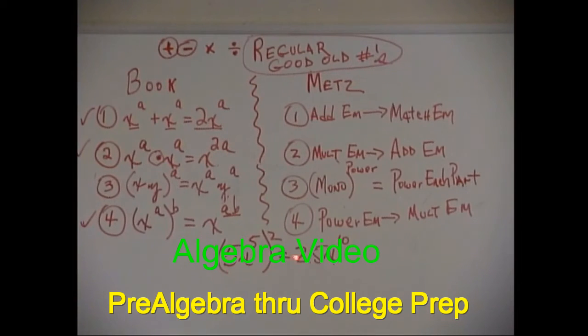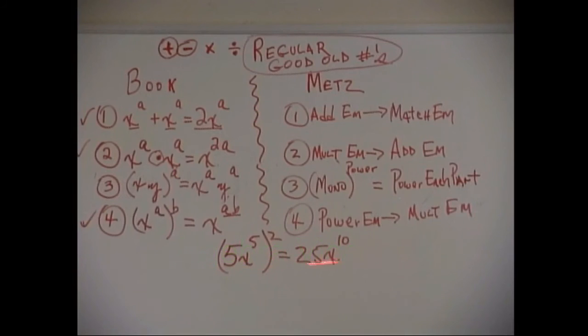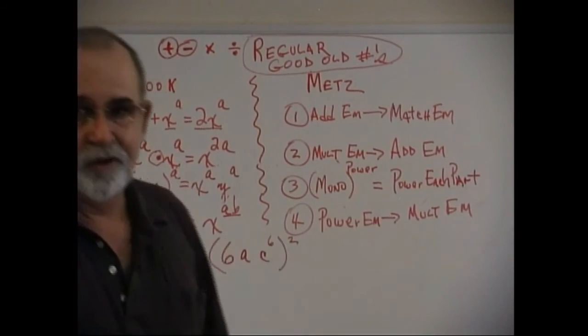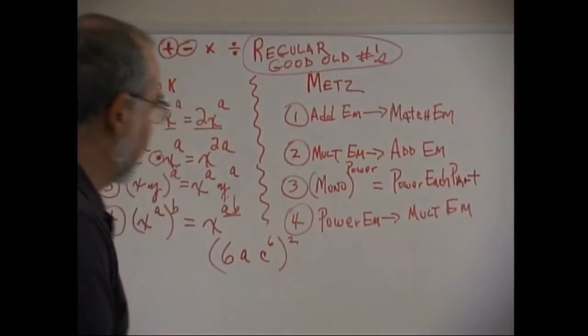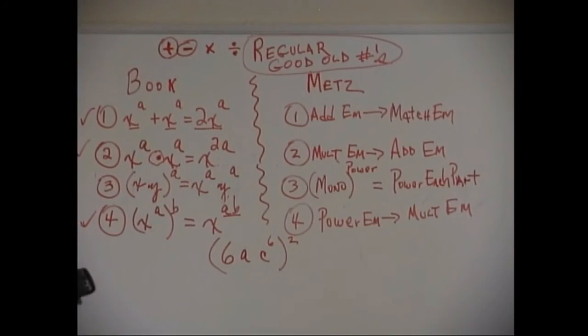But first, we need to practice this rule some more. So I just need to give you a few more problems where we're practicing rule 4 in conjunction with rule 3. Let's do some. As the old commercial says, hey, this one's for you. So work it for me. I want you to power 6a to the 6th, and square. Okay? I'm back. If you had to pause to take a moment, do it.